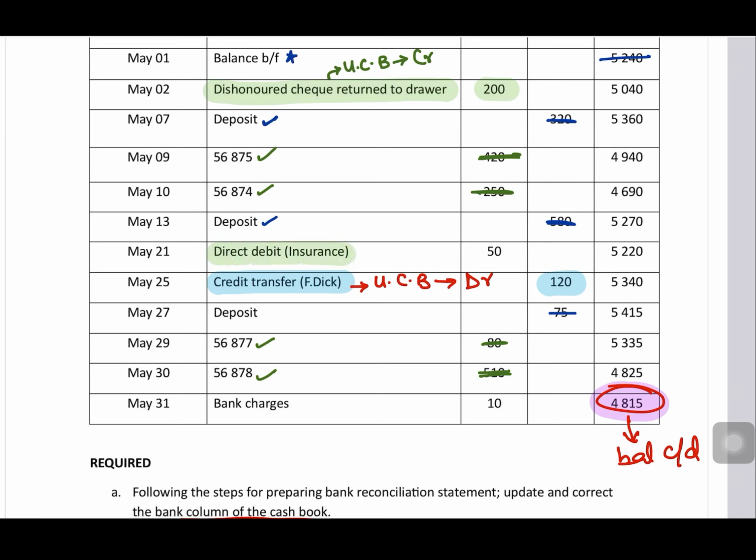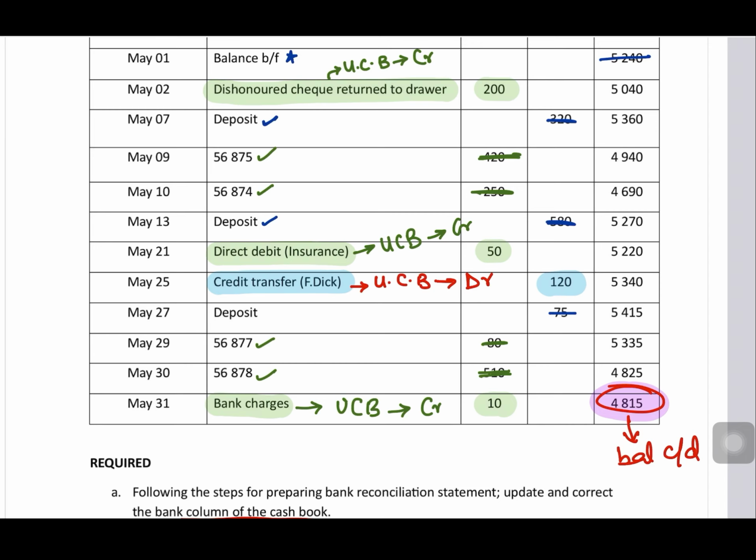Then are there any other items? Yes, there is a direct debit of $50. What is a direct debit? We have already discussed that this is a payment which the bank makes on the business's behalf, and again we come to know about this payment when we receive the bank statement. So this will also be adjusted in the updated cash book on the credit side. And lastly, there are bank charges as well amounting to $10. Again, they will be adjusted in the updated cash book on the credit side.